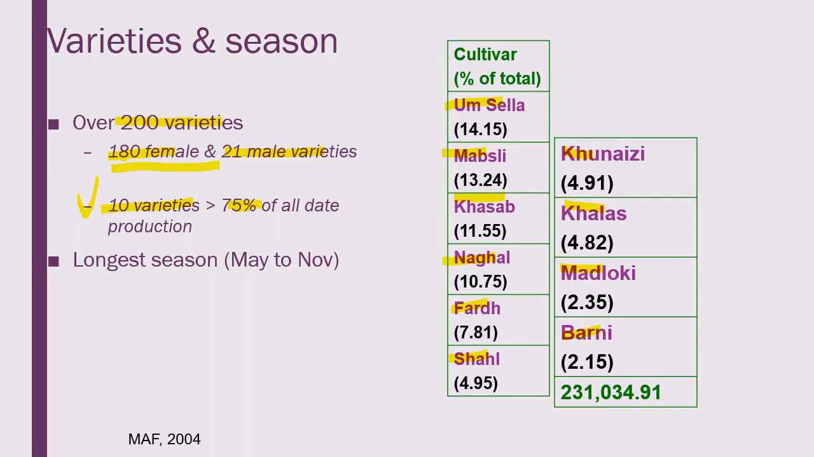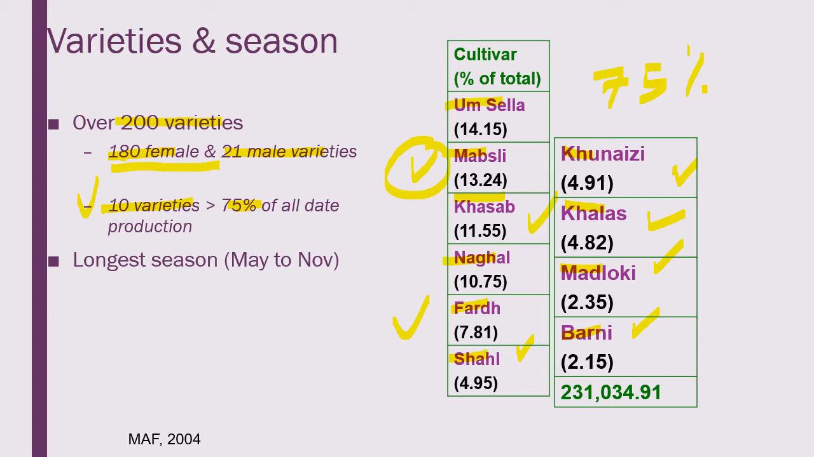Certain fruit crops are more important than others, like Fard, Khalas, Khanezi, Qsab. These are well known. The rest, like Mabsli, is used for cooking. Silla is used for animal feed mostly, but some people still consume it. The rest are common in the Sharqiya area and Bidbid, like Barni, Shahl, Madloki. But all of these constitute 75% of all date palm in Oman. So these are really very important cultivars.